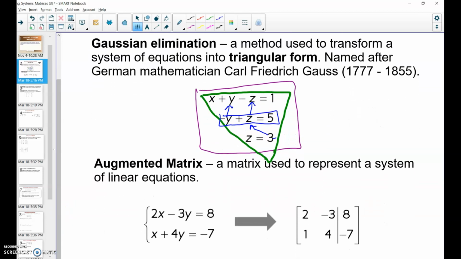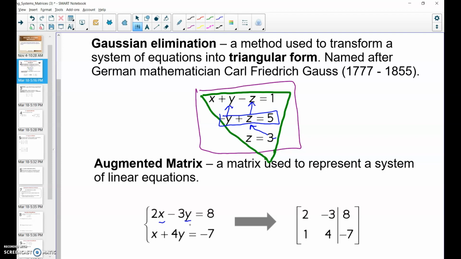An augmented matrix is a matrix that's used to represent a system of linear equations. Okay, we always typically start with your variables in alphabetical order. So here we just have x and y. When you write it as a matrix, you don't have any variables. A matrix is just numbers.